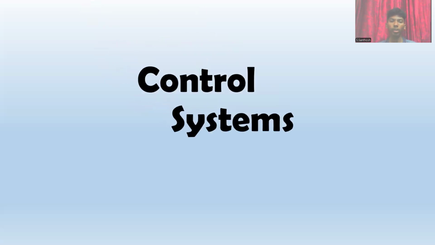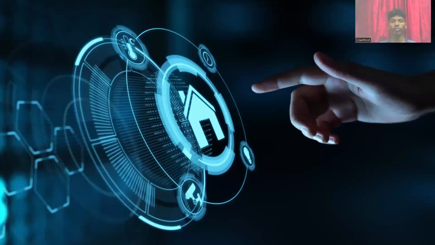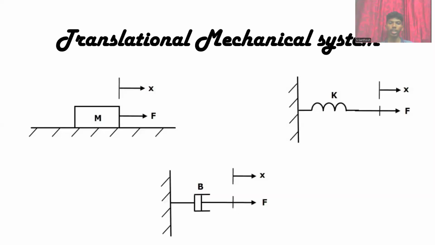Hello all. So in this video, we'll be seeing about control systems and a topic relating to that. Translation mechanical systems. This is the topic that we'll be seeing today. And these are the concepts that you need to know before going to the topic. It is about mass, spring constant K, and dashpot B.